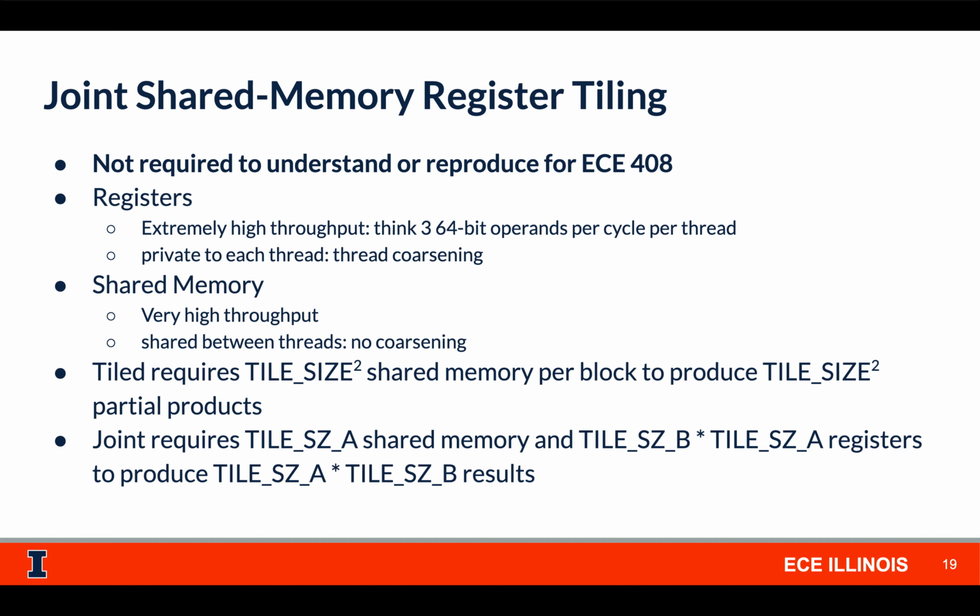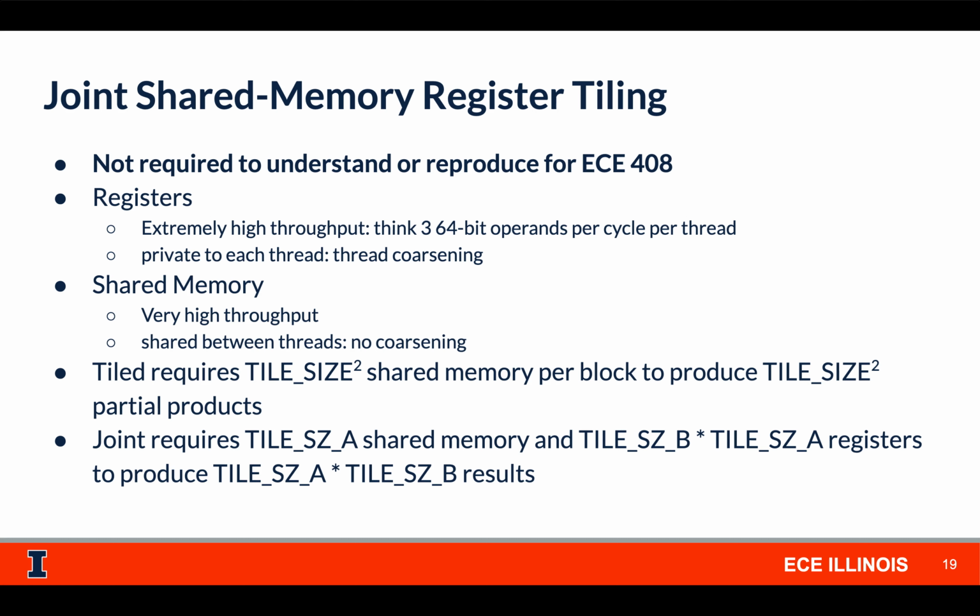but there's something called joint shared memory and register tiled matrix multiplication. Registers are extremely high throughput, even more than shared memory, right? When we're accessing registers, it might be a common instruction to add two 64-bit operands to produce another 64-bit operand. So we're talking about 3 64-bit operands per cycle per thread, maybe even more operands than that for some instructions. The problem is that these registers are private to each thread. So in order to use the registers to capture any data reuse, like we did with shared memory, the thread has to produce multiple output values.